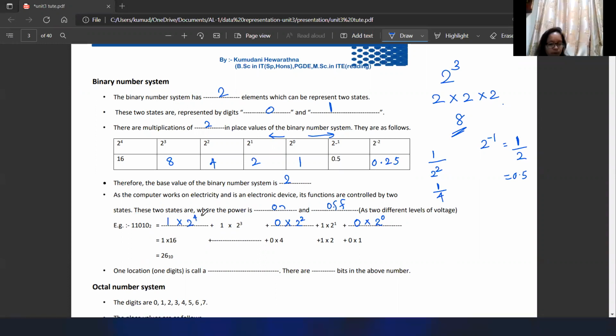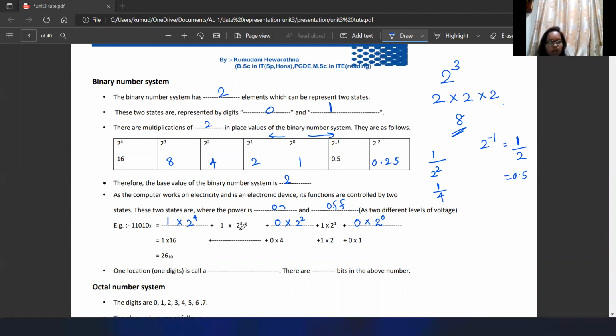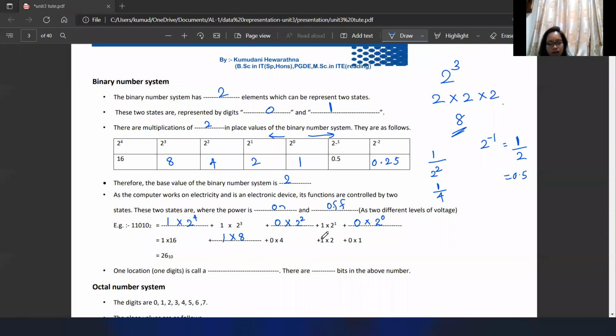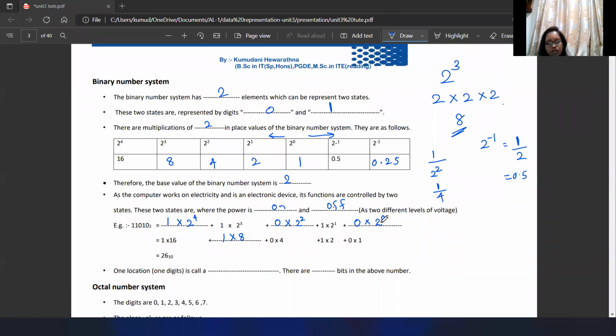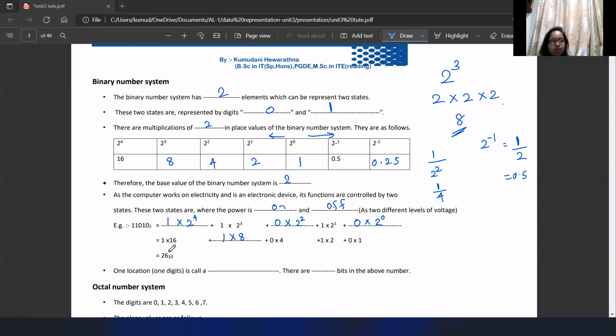So 1 into 2 to the power 4, that is 1 into 16. Just fill it out. 1 into 2 to the power 3, how much? 8. 1 into 8, yes, 8. Here, 0 into 2 to the power 2 is 0 into 4. 1 into 2 to the power 1 is 1 into 2. 0 into 2 to the power 0 is 0 into 1, because 2 to the power 0 is 1. Right? So by adding all of these values, you can take 26 here.